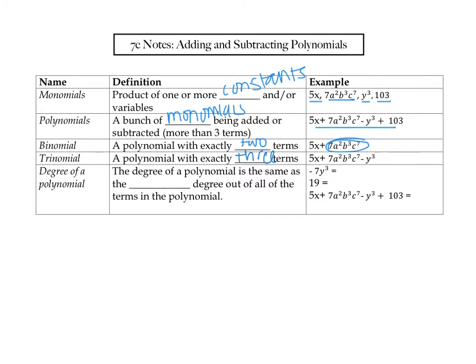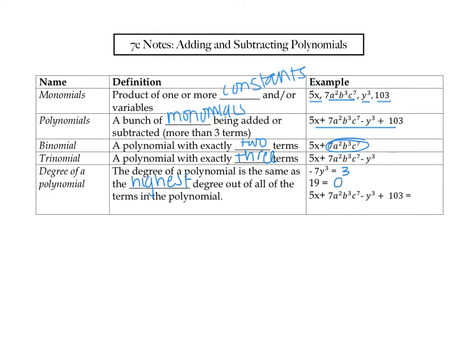Okay, we also need to talk about the degrees of polynomials. So the degree of a polynomial is the same as the highest degree out of all of the terms in the polynomial. So on our examples over here, let's go ahead and list these degrees. So we've got negative 7y cubed. So the highest degree, or the highest power here, is 3. Okay, and that's of just a term. On 19, there isn't any power, so that's just a degree of 0.